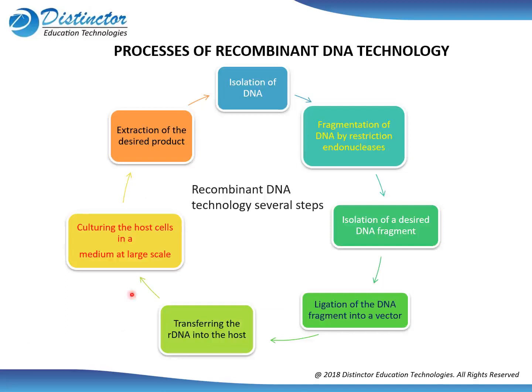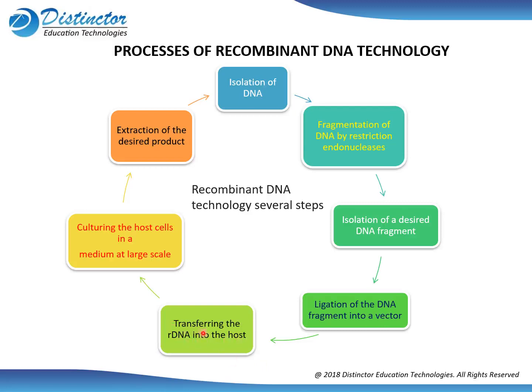The next one is the process of recombinant DNA technology: how the process starts and how it ends. First is the isolation of DNA. We isolate the DNA, and then fragment it using restriction endonuclease. Then we isolate the desired DNA fragment and ligate it into the vector. Then we transfer the recombinant DNA into the host cell.